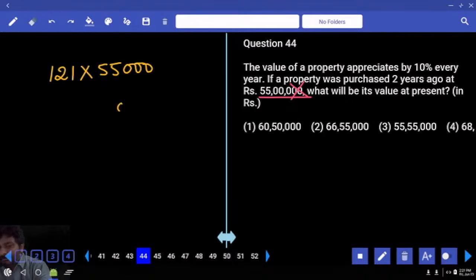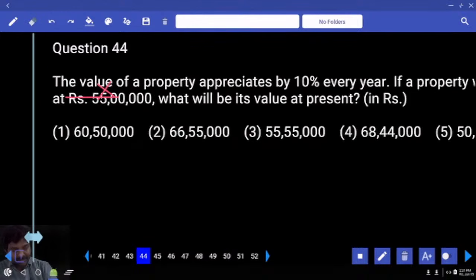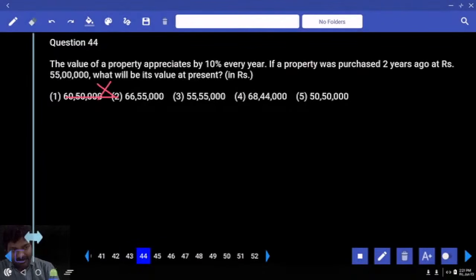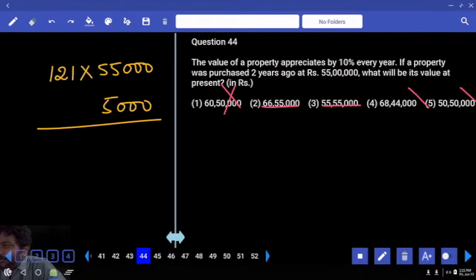How many zeros should come? Leaving zeros, what is the last digit? So answer should end with 5,000, correct? Answer should end with 5,000. Agreed or not? Can it be first, second, third, fourth, fifth? Right. When you take 121% of 55 lakh, is that going to be 55 lakh, 55,000? Common sense, right? Eliminate. Second final. Is it clear?